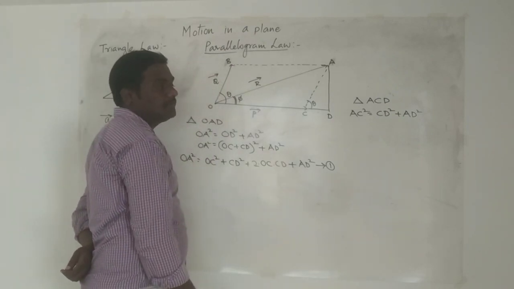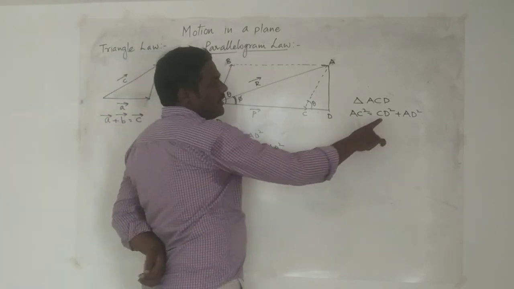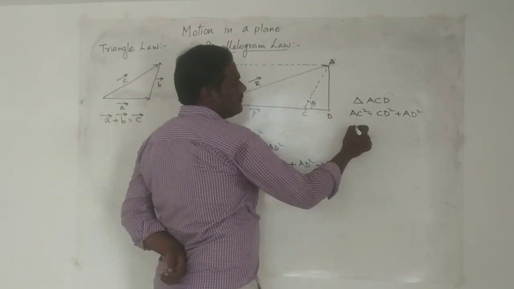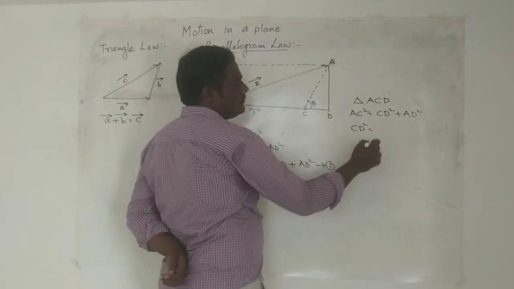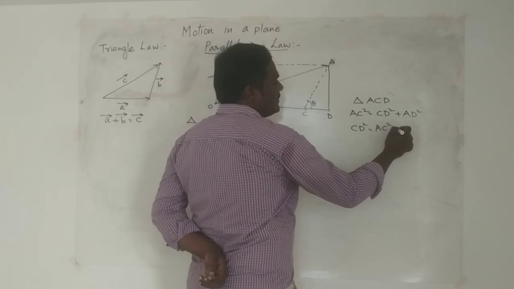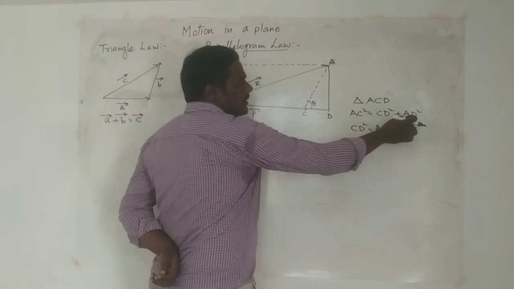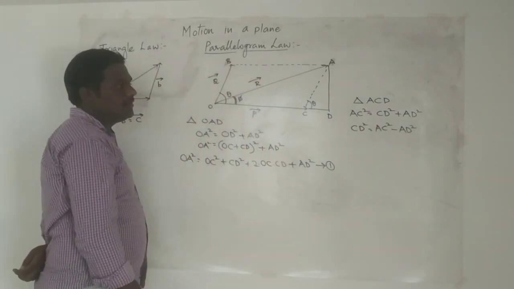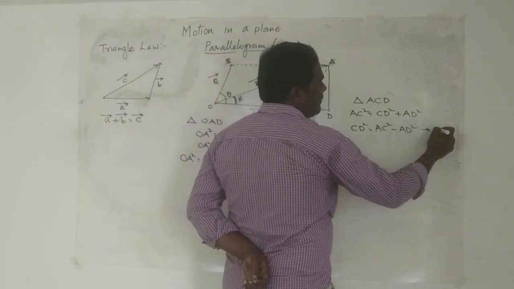Hope you understood now. In this, take common as CD square. So what is CD square? CD square is equal to AC square minus AD square. In a sense, this term I took to the LHS. Now let it be equation number 2.